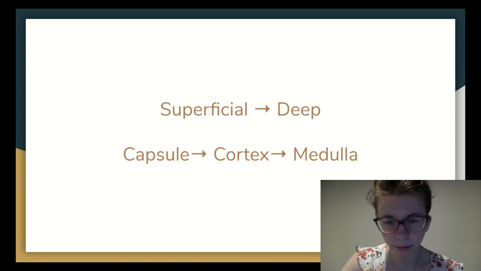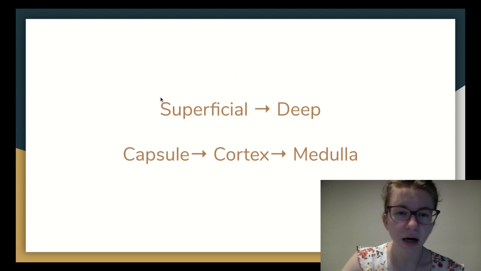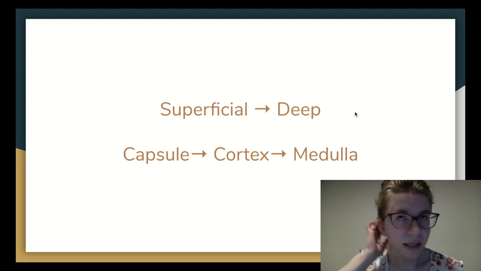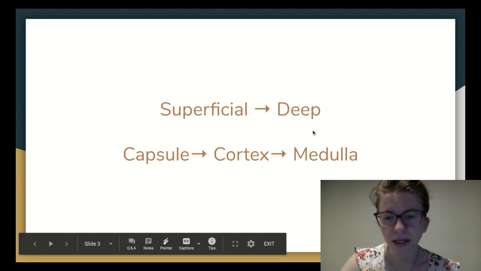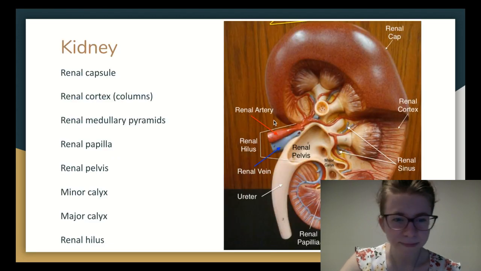So I just wanted to go over with you the kidney. There are some just very basic layers to the kidney. And so we have the superficial to deep layers. So we have the capsule. So that's a very thin fibrous capsule on the outside, superficial most. Then we go into the cortex, and then finally into the medulla. So the medulla is the deepest part of the kidney, the deepest layer.